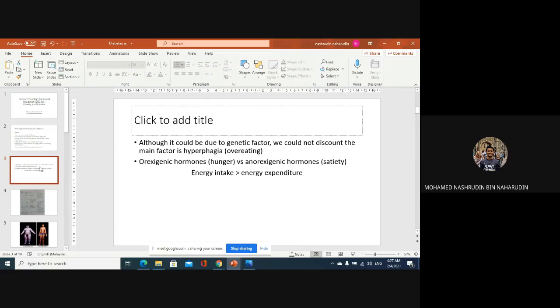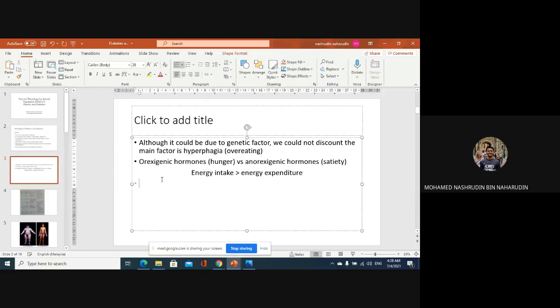However, it can also be due to a genetic factor apart from behavioral factors. Somebody could get obesity because of heredity. However, we cannot discount the main factor of hyperphagia itself, the positive energy balance that leads to obesity.